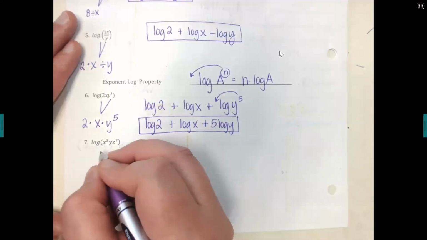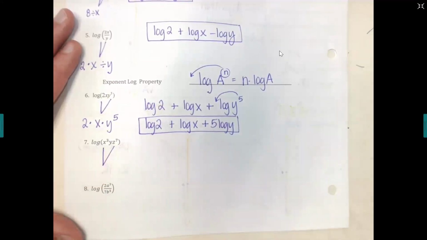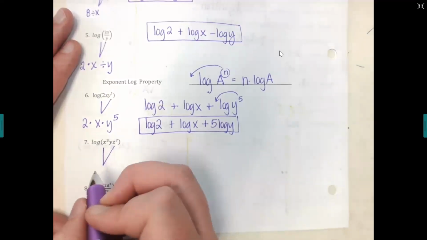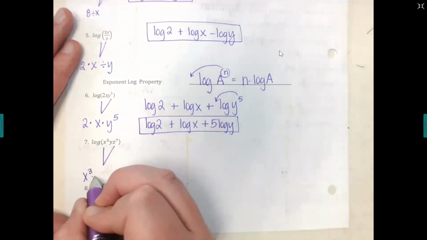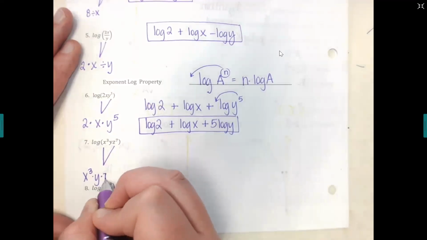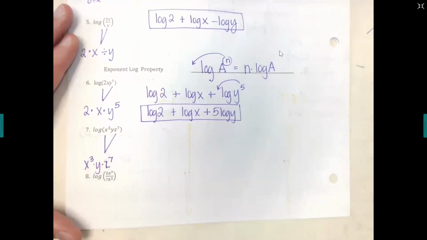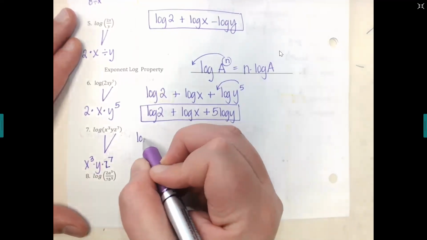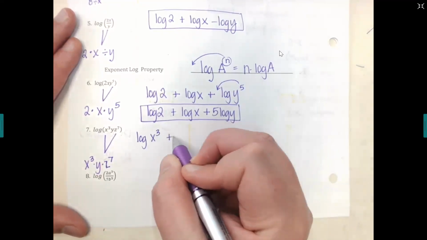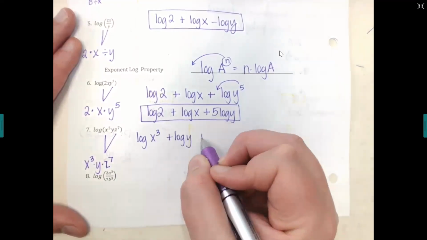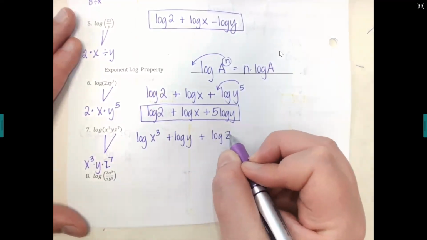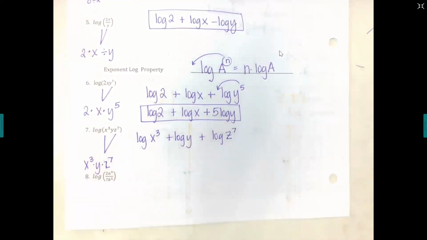What is the operation between x, y, and z? Are they multiplied or divided? That's x^3 multiplied by y multiplied by z^7. So when I split, multiplication splits by addition. So it's going to be log x^3 plus log y plus log z^7. Okay, then after you separate everybody into their own log, any exponents that you have up top, you can drop those down to the front.